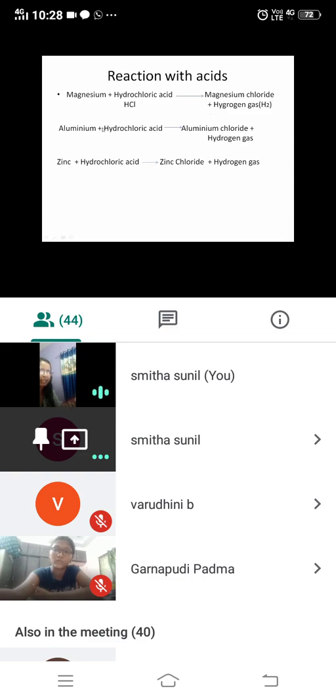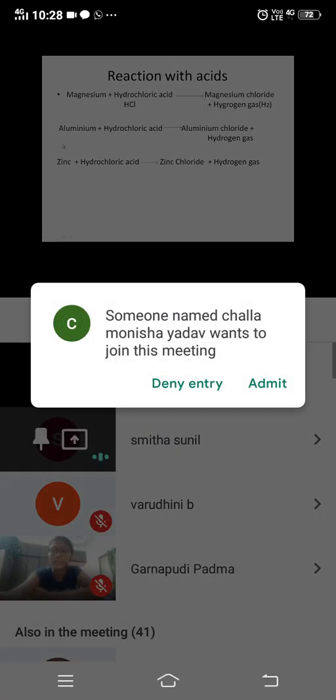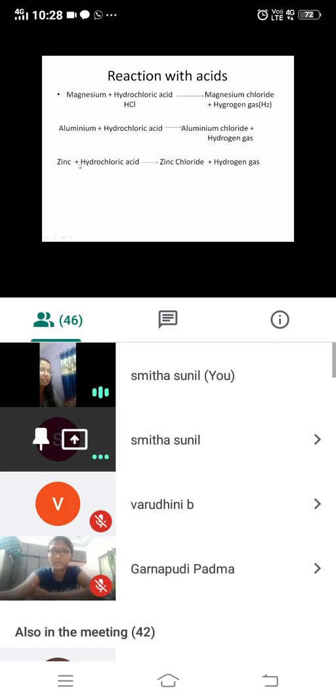Aluminium, this is again a metal. It is reacting with hydrochloric acid. It is giving aluminium chloride and hydrogen gas. Zinc is a metal. It is reacting with hydrochloric acid to give zinc chloride and hydrogen gas. Again, hydrogen gas is liberated. So when metals react with acid, they give out hydrogen gas. This is an important point. Metals react with acid to form a salt and give out hydrogen gas.